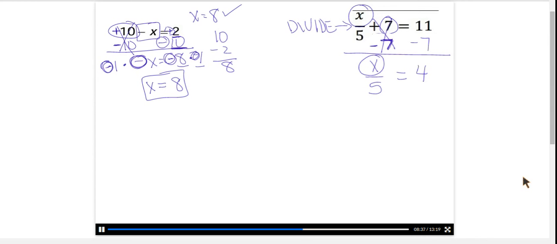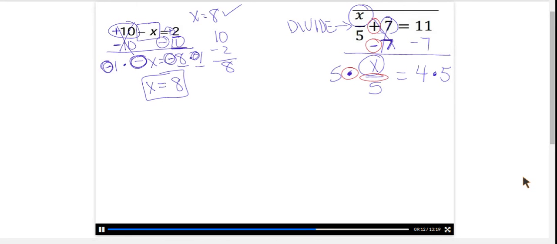So I need to think about some number divided by 5 gives me 4. Well, can't I find that number if I multiply 4 by 5? Because that number divided by 5 would give me 4. So I can multiply both sides by 5. Okay? And this also works because we talked about inverse operations. Division and multiplication are inverse operations, so they cancel each other out.